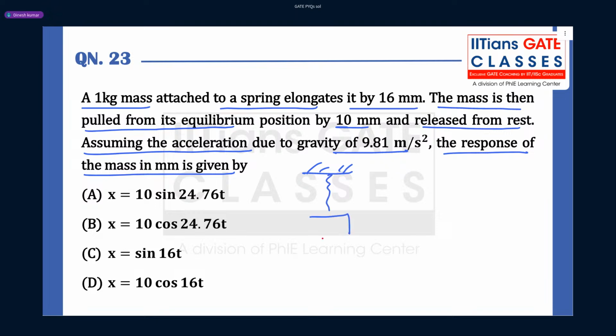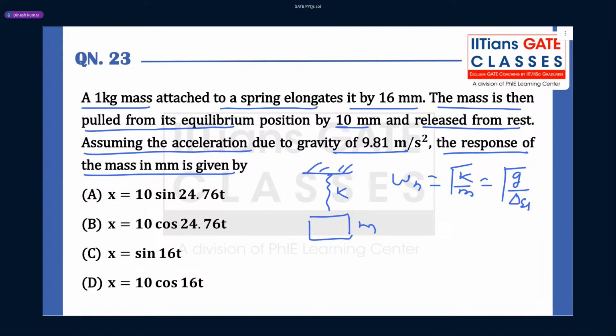Undamped free vibration. Now see, this is a spring mass system. Suppose K is the stiffness and M is the mass. We know the natural frequency for a simple spring mass system is given by what? Omega n is given by under root K by M, or it is also given by under root g by delta static.